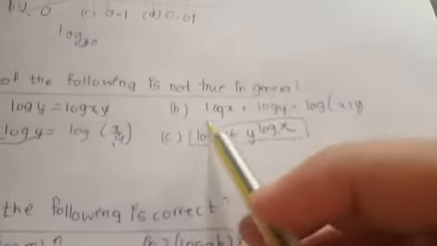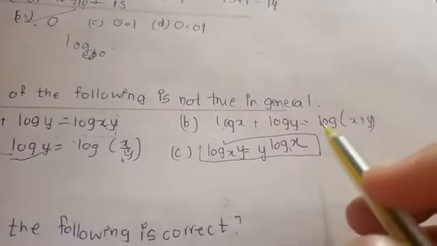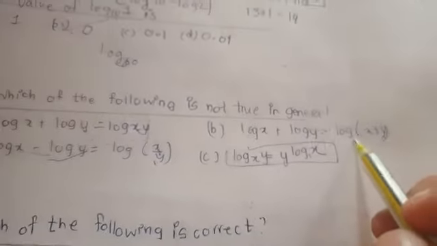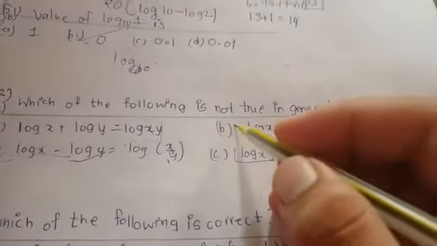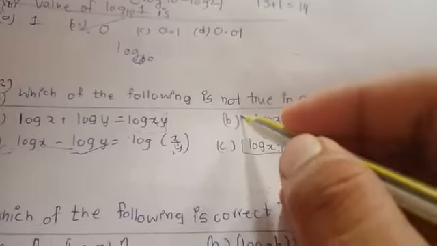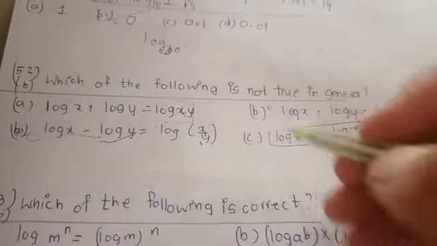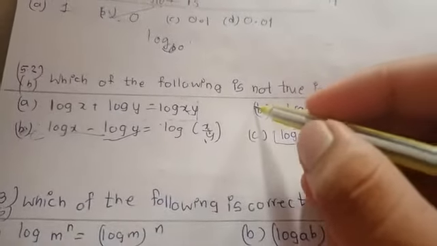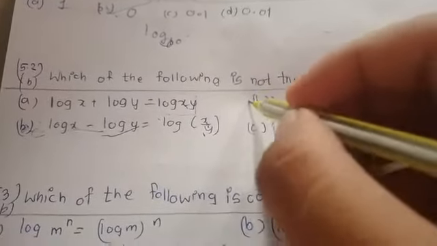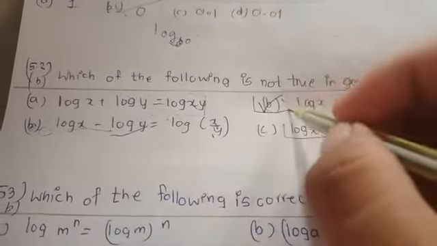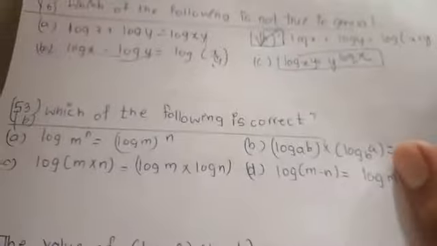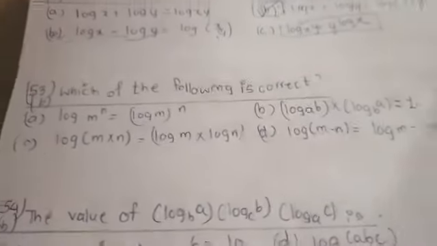So now let us look at option B. Log x plus log y is equal to log of x plus y. This is not always true in all the cases. So this option is incorrect. So the incorrect option is B. So the answer of the 52nd question is B. Log x plus log y is equal to log of x plus y.